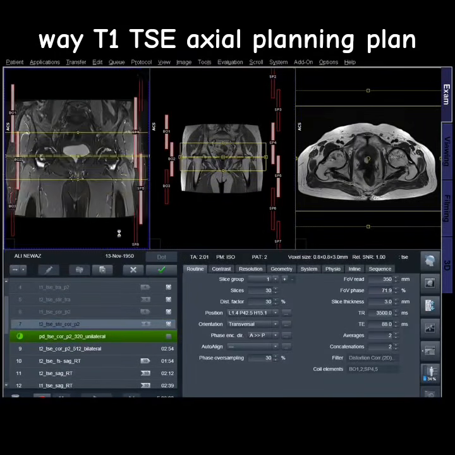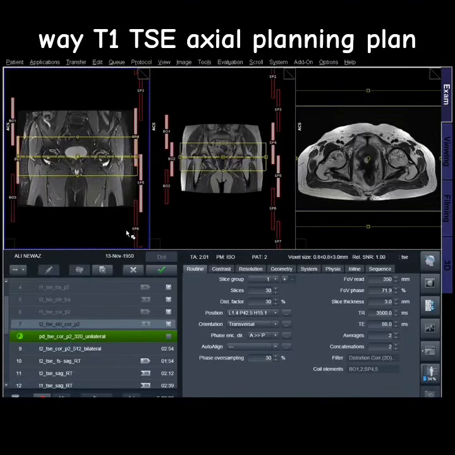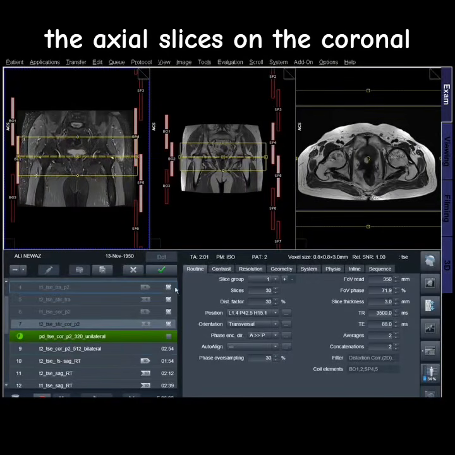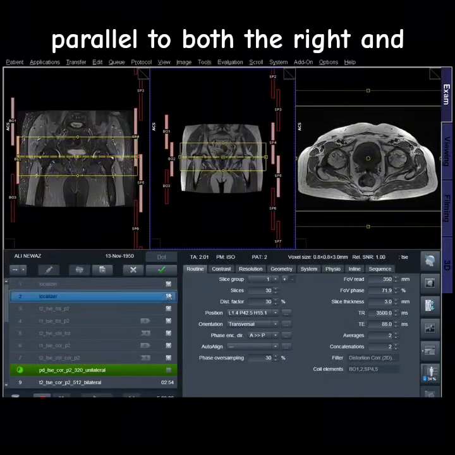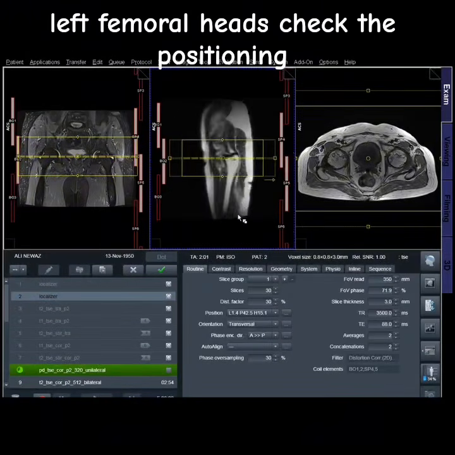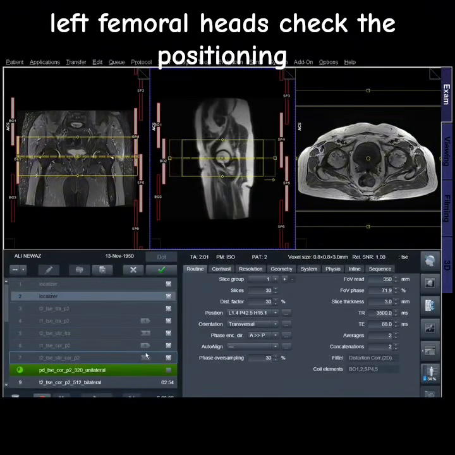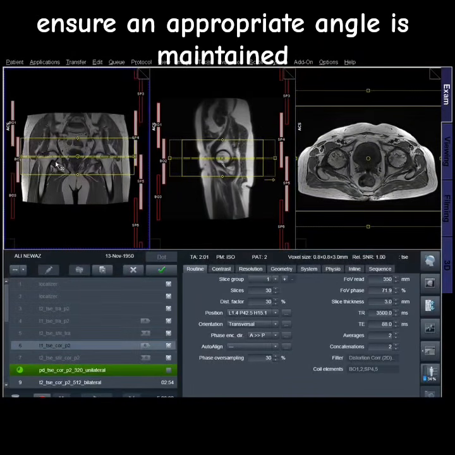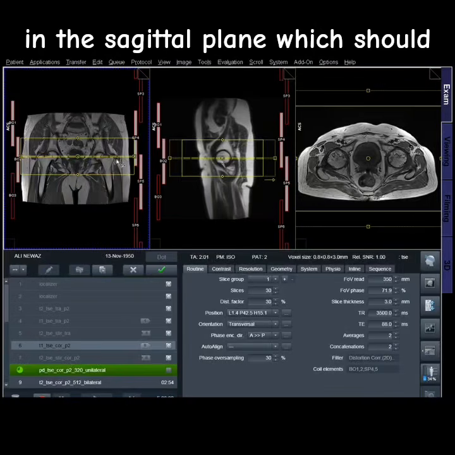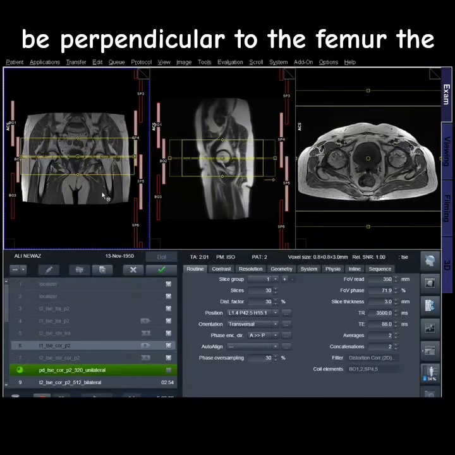T1 TSE Axial Planning. Plan the axial slices on the coronal plane and angle the positioning block parallel to both the right and left femoral heads. Check the positioning block in the other two planes. Ensure an appropriate angle is maintained in the sagittal plane, which should be perpendicular to the femur.